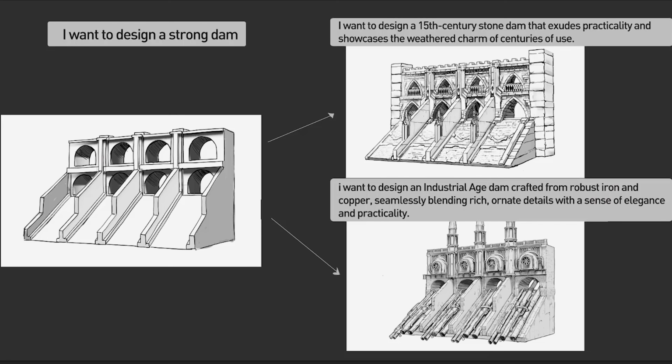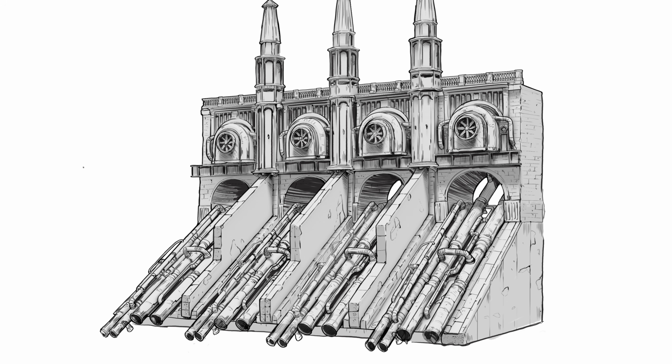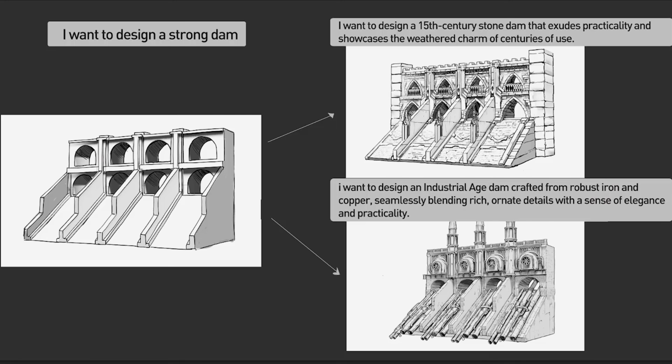Like, what if we wanted to design an industrial age dam crafted from robust iron and copper, seamlessly blending rich, ornate details with a sense of elegance and practicality? So, see, it's like the same sort of layout, but aesthetically, they're very different. So, if you're not specific with your intents, your design could be interpreted or led down numerous different explorations, and it may or may not be at all what the client needs or intended to get out of you.